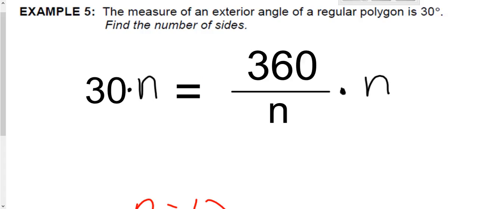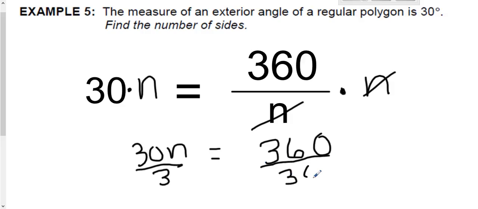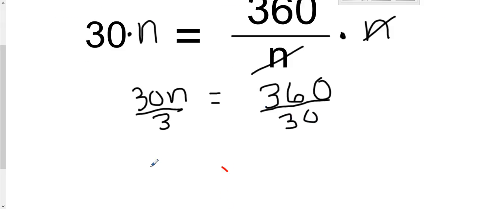Whoops. I think I got some mess down here. Let me erase it. Alrighty, back to this. So what does this do? This cancels out the n. On this side of the equal sign, we get 360 degrees. On the other side, we have 30 times n, 30n. And now to get n by itself, to undo this multiplication, we're going to divide by 30. So we get n equals 360 divided by 30.